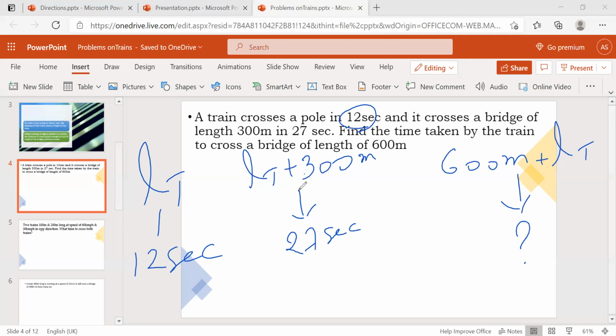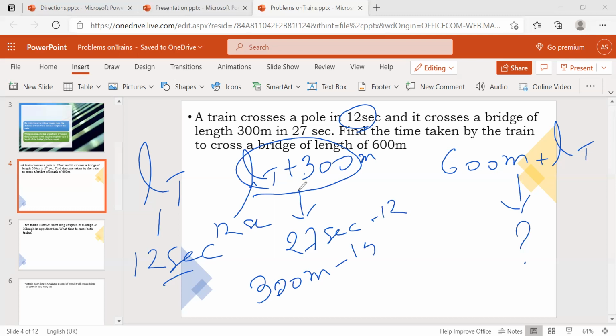Then from this, we can find out the time for only the 300 meters distance, right? Is it clear? The length of the train takes 12 seconds, so this will be 12 seconds here. The total is 27 seconds. So from this, we can find only the 300 meters. In how many seconds will it cross? 27 minus 12, which is nothing but 15 seconds. Okay. A 300 meter long bridge, the train crosses in 15 seconds.